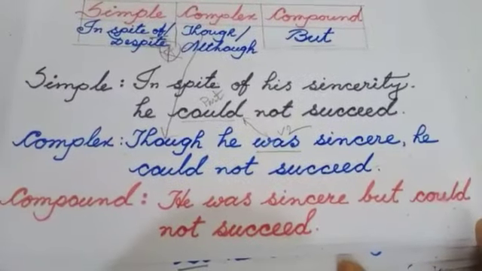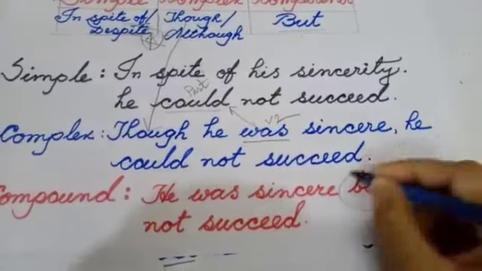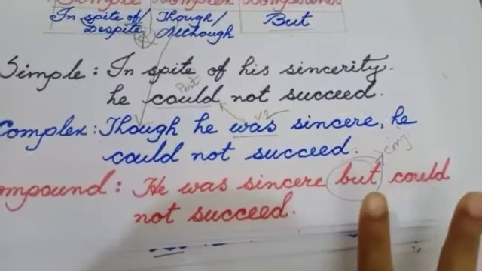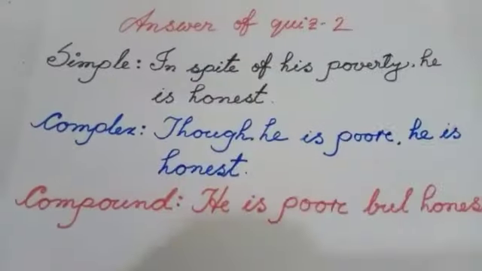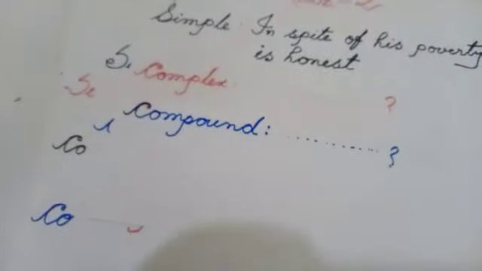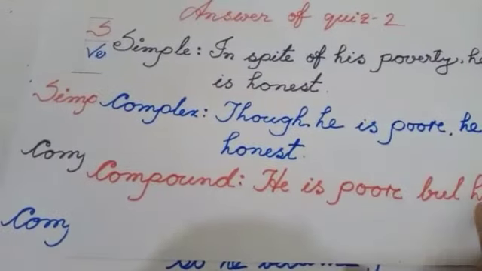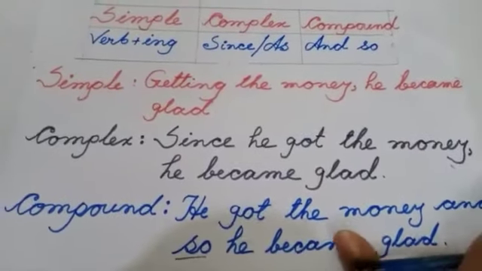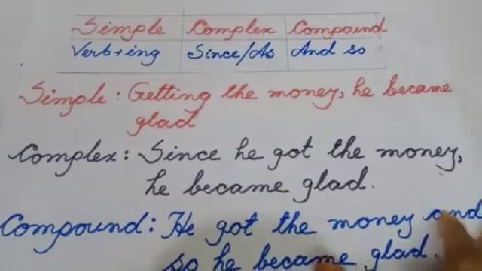He was sincere but could not succeed. Here we have added 2 clauses by what? By conjunction. Is it clear? Okay, this is the quiz for you. Take a screenshot. And this is the answer of the quiz. You will practice the quiz after the class. Okay. Now rule number 3.